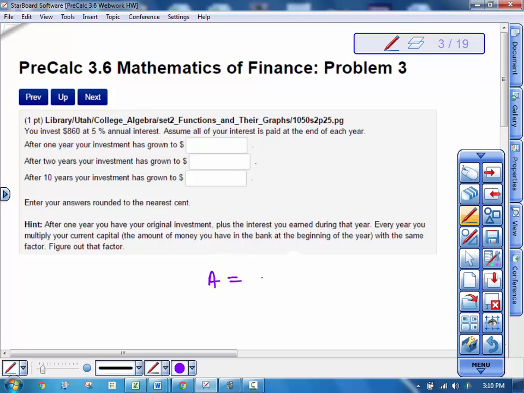Once again, our formula for compound interest is P times 1 plus R over the number of calculations per year, raised to the number of calculations per year times the number of years. Now, this is annual interest, so it's just 1. That simplifies the formula a little bit. 860 is what I'm plugging in. It's 5%, so it's going to be 1.05. And then we just have to raise this to 1. Do this in your calculator, then change it to 2, and then change it to 10.